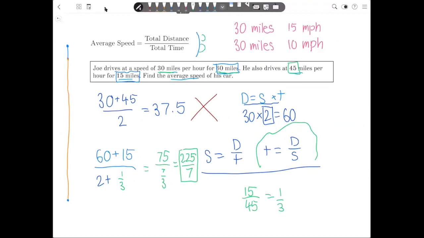Always, for every single average speed problem. And we're going to be seeing many more of these types of problems. Any questions?